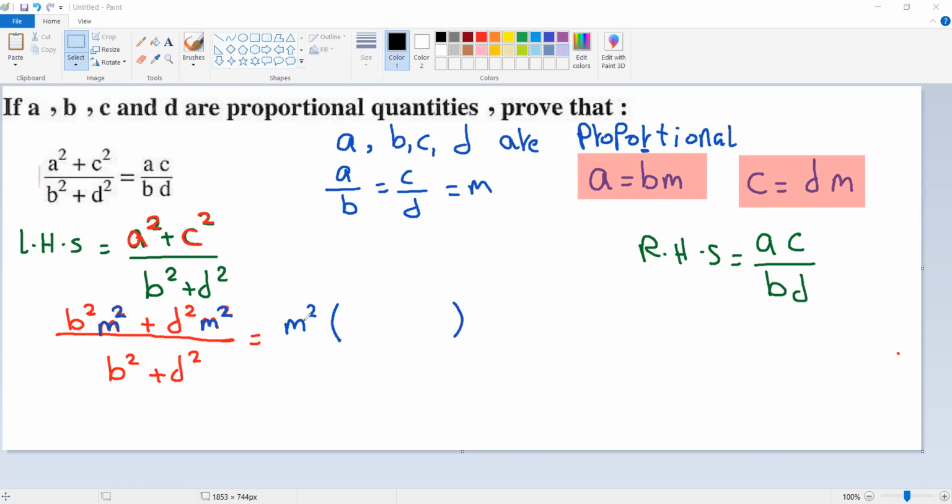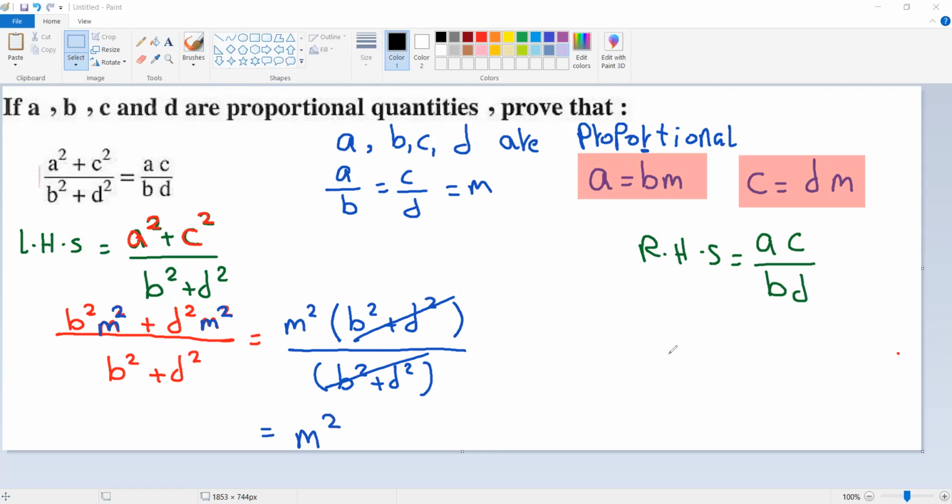And after that, you are left with b to the power of 2 plus d to the power of 2, all divided by b to the power of 2 plus d to the power of 2. We observe that the b to the power of 2 plus d to the power of 2 as a whole chunk is common between the top and the bottom, so cancel them out. Then we ended up with m to the power of 2. That's for the left-hand side.